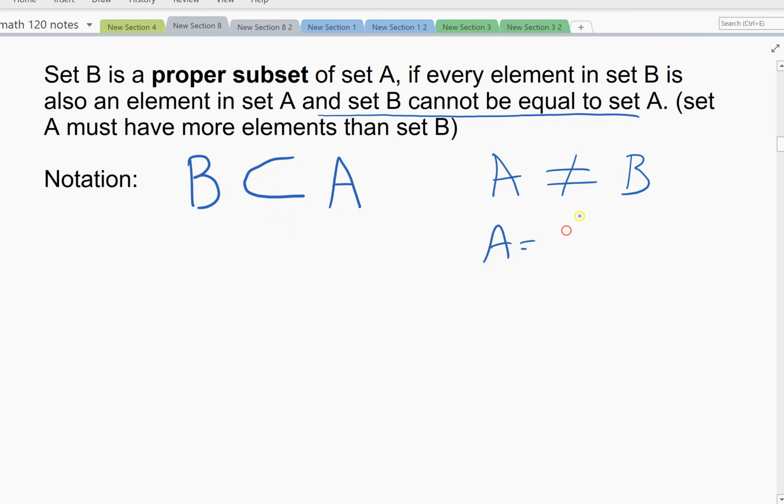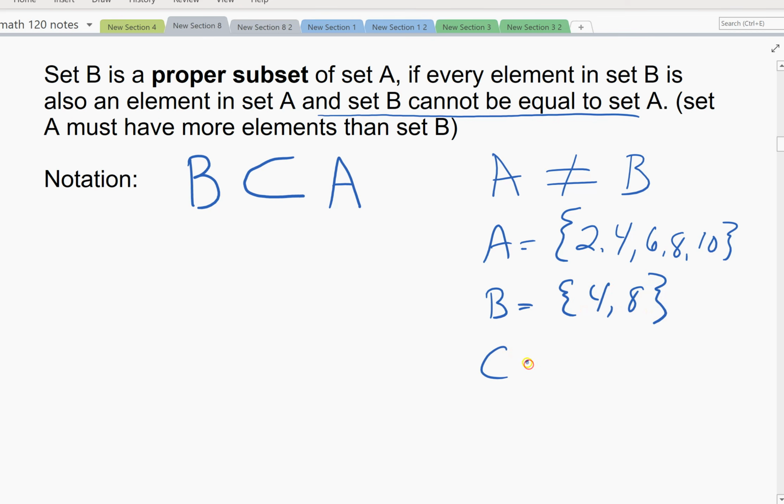I'm going to do the same set A, but I'm going to put a different set B here in order not to be equal. Set A was 2, 4, 6, 8, 10. Set B is 4 and 8. Now set B is a proper subset of A. Suppose I do another set C, which would be 6 and 10. Let's do, instead of 3, 6, 10, and 2. Set C is a subset of A. Every element in C shows up in A, and C is not equal to A. A has more elements than C.